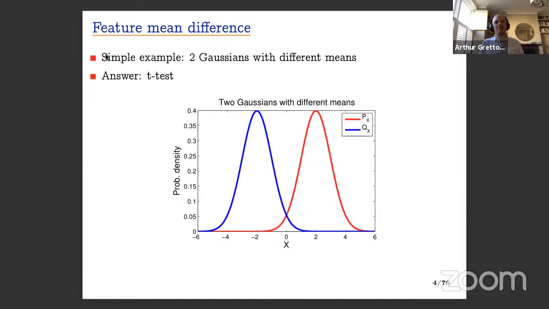So let's say that I have two Gaussians and they have different means, and I want to tell whether they're different Gaussians. If you've done an elementary statistics course, you will have encountered the t-test, where you compute the empirical means of these two Gaussians, and you see if they are different enough that it's unlikely to be due to chance. And if so, you conclude that they're different. You'll reject the null, that they're the same.